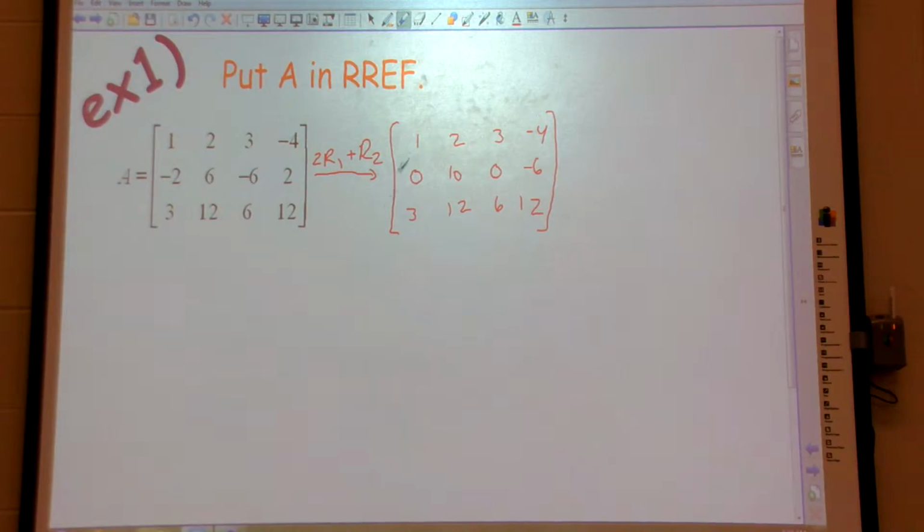Okay. Still working in this column. I need to make this be a 0. So what would I have to do? -3R1 plus row 3. Which means the first 2 rows do not change. I'm going to copy those down. Oops. See, and I copied it down wrong.